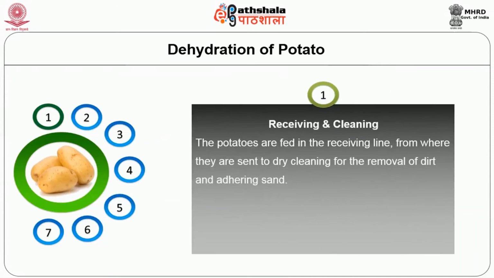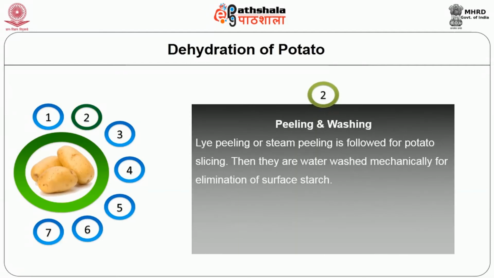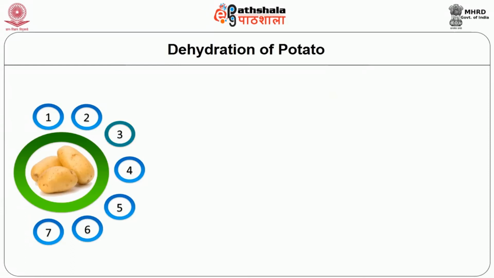The first step involves the receiving and cleaning of potatoes, where they are fed into the receiving line, from where they are sent to dry cleaning for the removal of dirt and adhering sand. This step is followed by peeling and washing. Live peeling or steam peeling are the steps followed for potato slicing. Then they are water washed mechanically for elimination of surface starch.